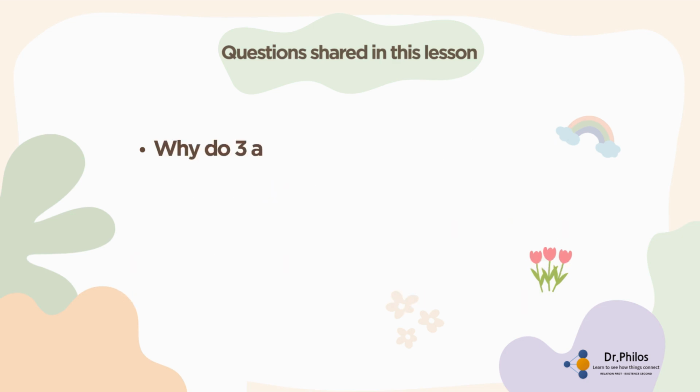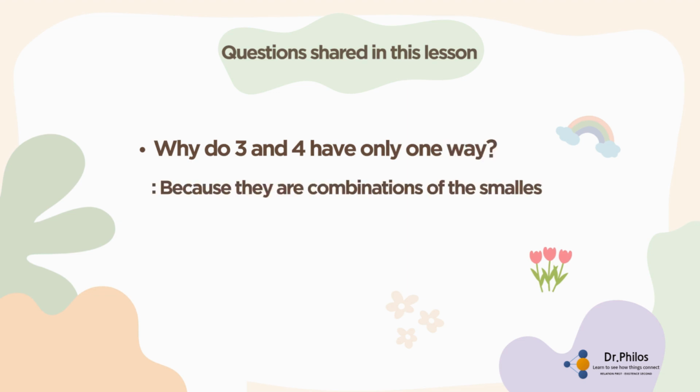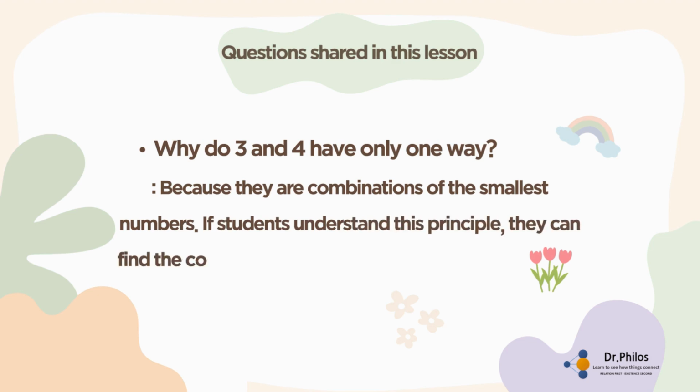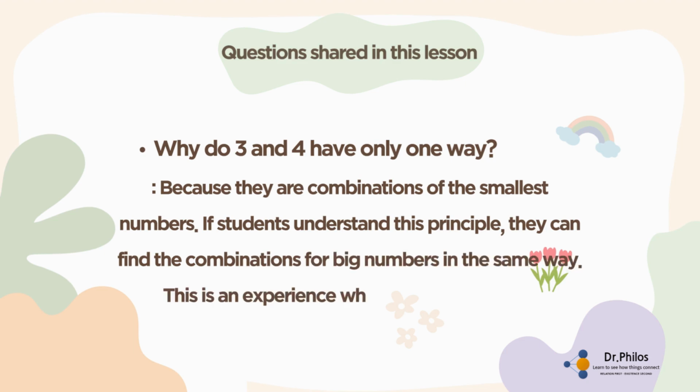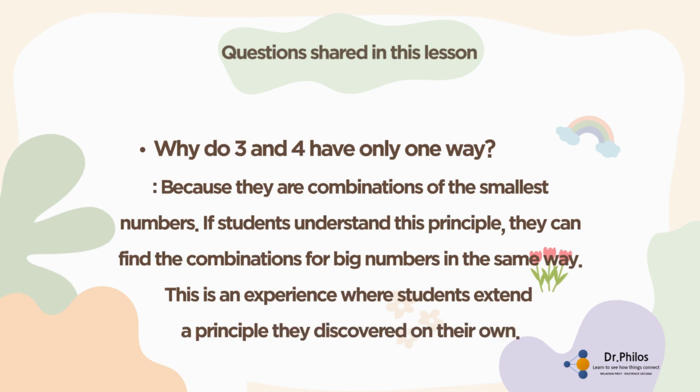Why do 3 and 4 have only one way? Because they are combinations of the smallest numbers. If students understand this principle, they can find the combinations for big numbers in the same way. This is an experience where students extend a principle they discovered on their own.